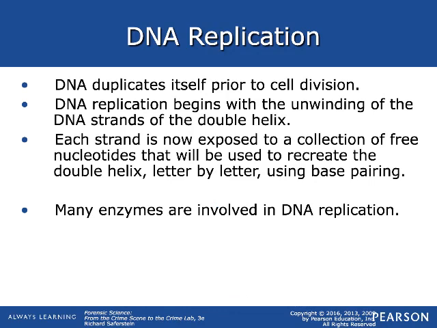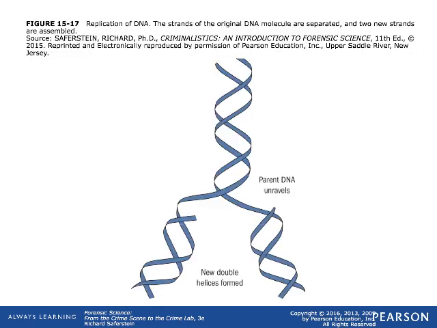Okay, so DNA before our cells divide. Our cells have to divide when we get injured, when we grow, just to maintain our body. In order for our cells to divide, the DNA has to duplicate itself, and that's called DNA replication. There are a lot of different enzymes involved in DNA replication. The DNA is going to unwind the double helix, and then we have nucleotides in our body that are going to be put together using enzymes. I'll show you a video.